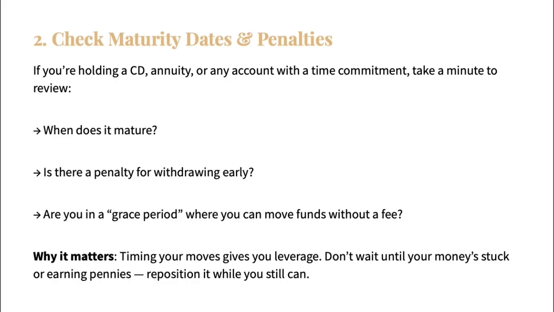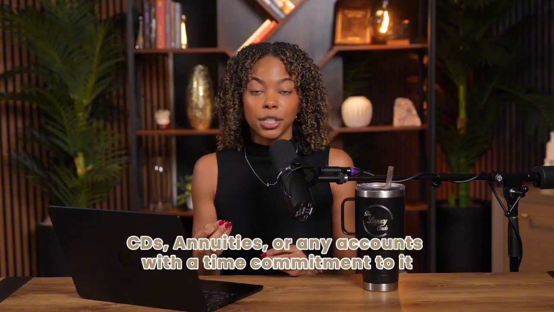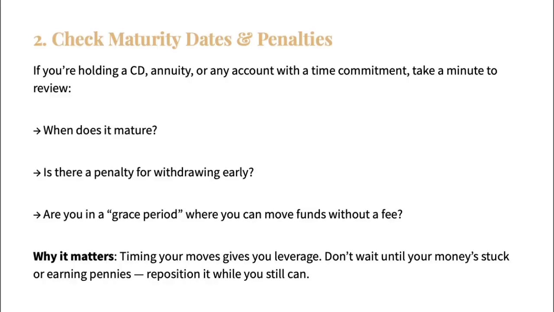Okay, moving on to number 2, check your maturity dates and penalties. If after doing the inventory of your conservative accounts, you found that you were holding things like CDs, annuities, or any accounts with a time commitment to it, take a minute to review. You want to know exactly when those accounts mature, if there's a penalty for withdrawing funds early, or even if you're in a grace period where you can move funds without penalty.